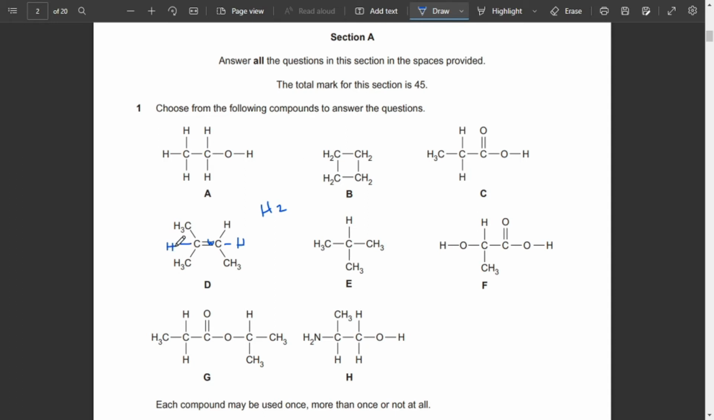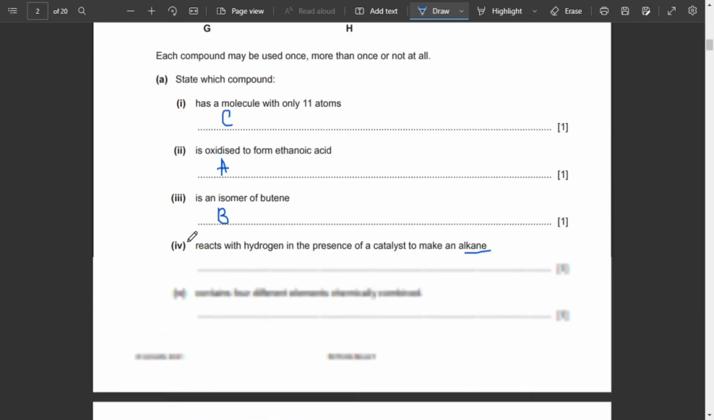Hence it will be completely saturated as per what I think it is. Yeah, so that's how it's going to happen.